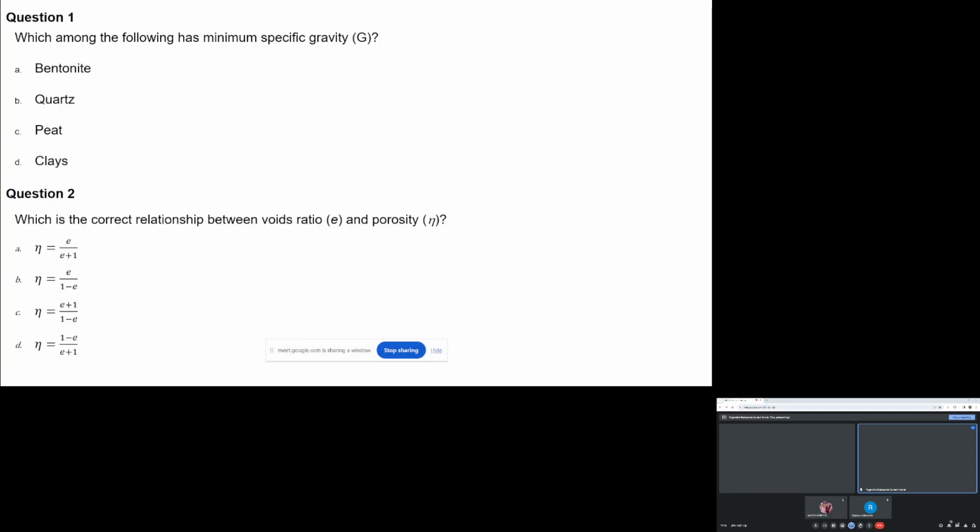To start with question 1: which among the following has minimum specific gravity? Option A, bentonite.